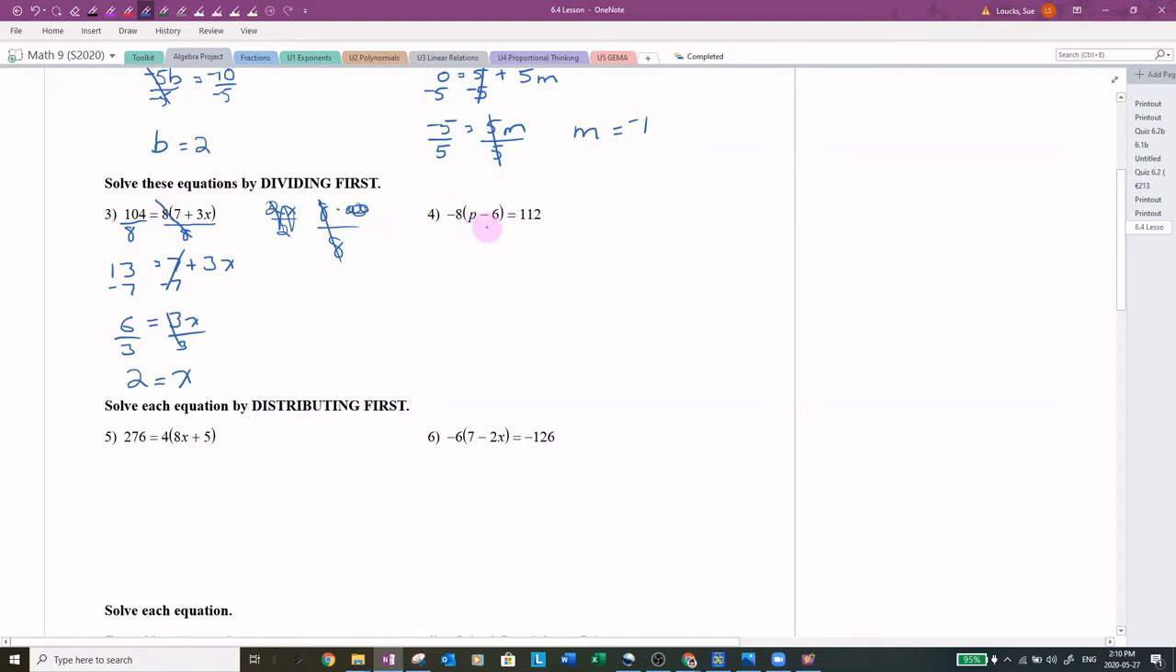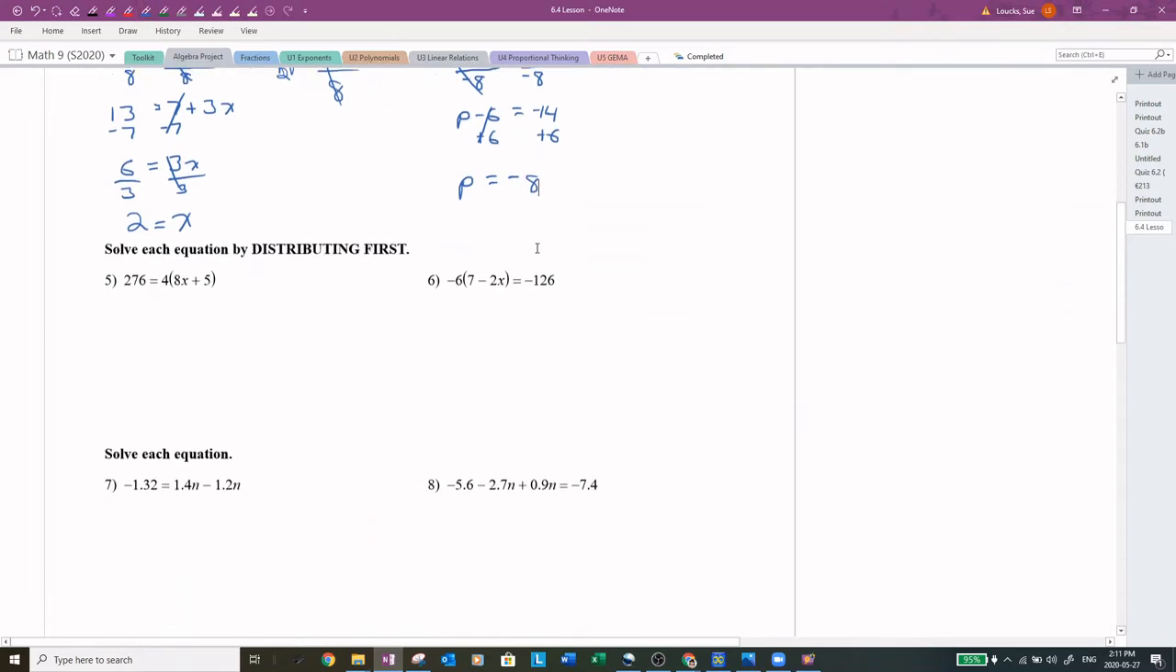All right, this side is a little bit more complicated because we're dividing by negative 8 this time. That's the only difference, dividing by negative 8. So what I have is p minus 6 equals negative 14. Oops, 14. So I'm going to add 6, add 6. I get p equals negative 8. Okay?